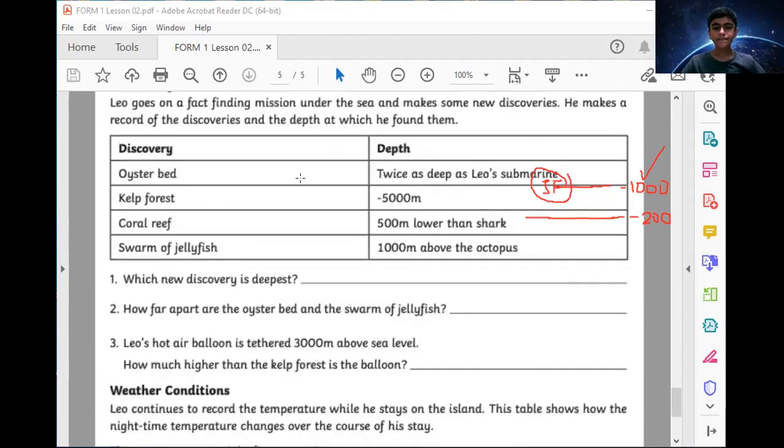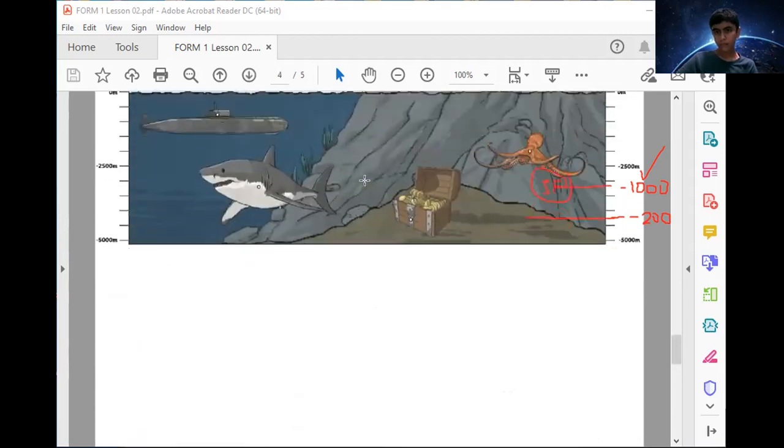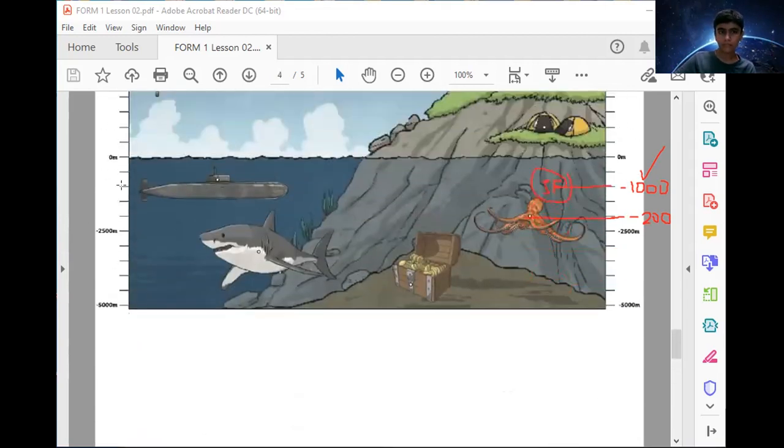The oyster bed. So the oyster bed is twice as deep as Leo's submarine. Okay. So where is the submarine now? What was your number for submarine? All of you, where is your submarine, guys? Your submarine is somewhere in the middle. Am I right? What is your number for submarine? This is negative 500. This is negative 1000. So what is the value? That's right, negative 750. That's right, Rishabh.